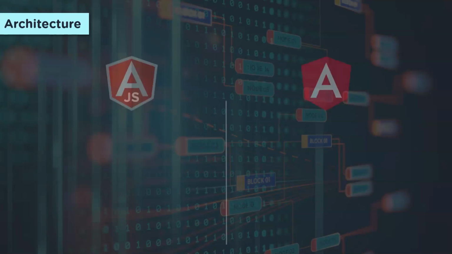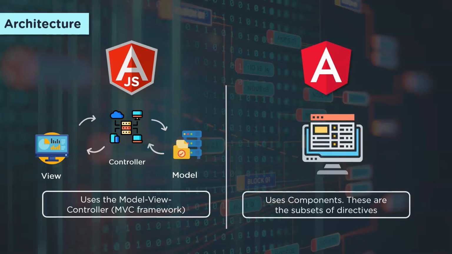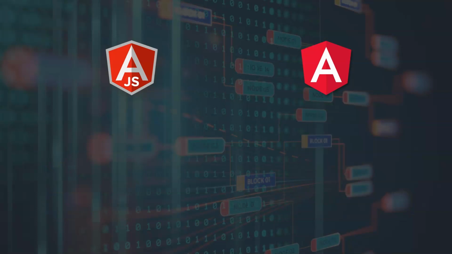First up is architecture. Now, AngularJS supports a model view controller architecture. The view processes the information available in the model to generate the output. In case of Angular, it uses components and directives. Now, components are the directives with a template.